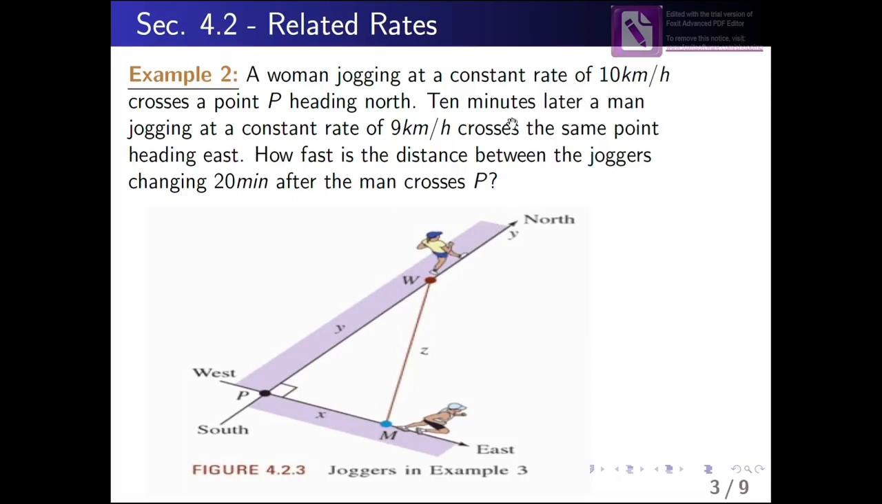So then 10 minutes later, so after 10 minutes, a man jogging at a constant rate of 9 kilometers per hour crosses the same point heading east. So after 10 minutes of the starting of the woman, a man also crosses this point to the east with a velocity of 9 km per hour. So how fast is the distance between the joggers changing 20 minutes after the man crosses the point B?